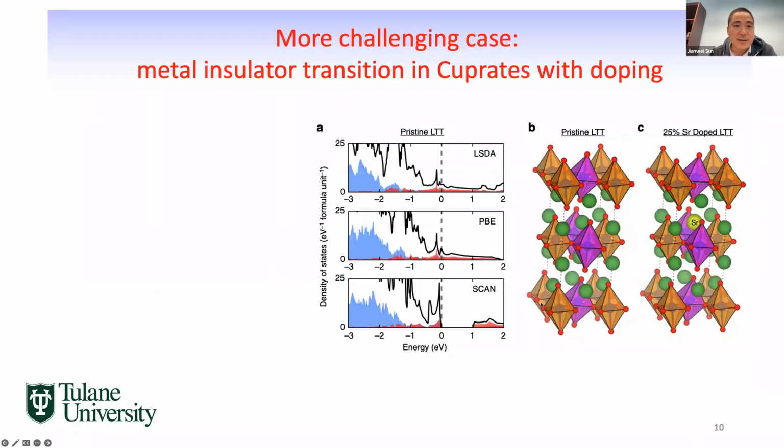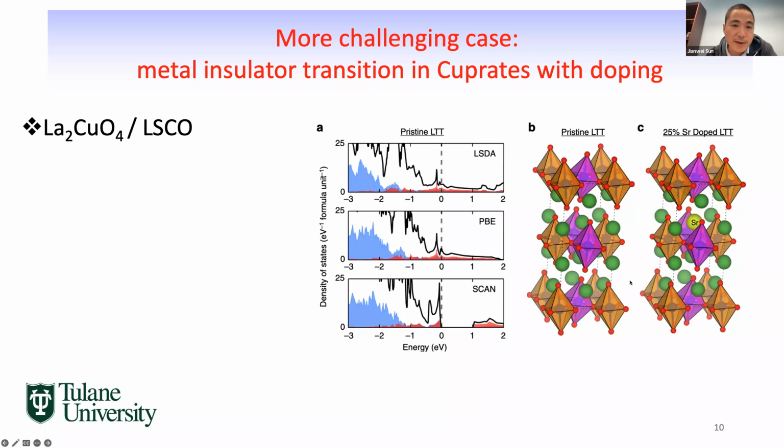So now, some of the other more challenging cases: this is a metal-insulator transition in cuprates with doping. The system we choose is this lanthanum cuprate, under doping by replacing this lanthanum atom, this green atom here, with yellow strontium. This is called delta doping. Now, these are octahedra, with the Cu in the center.